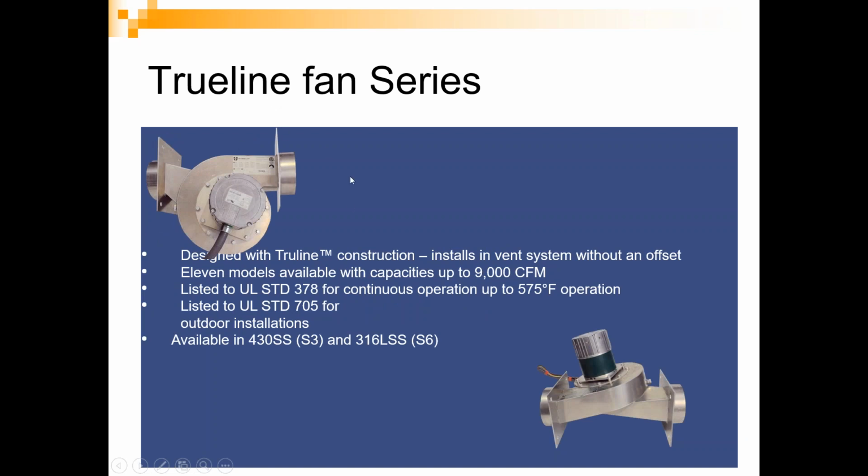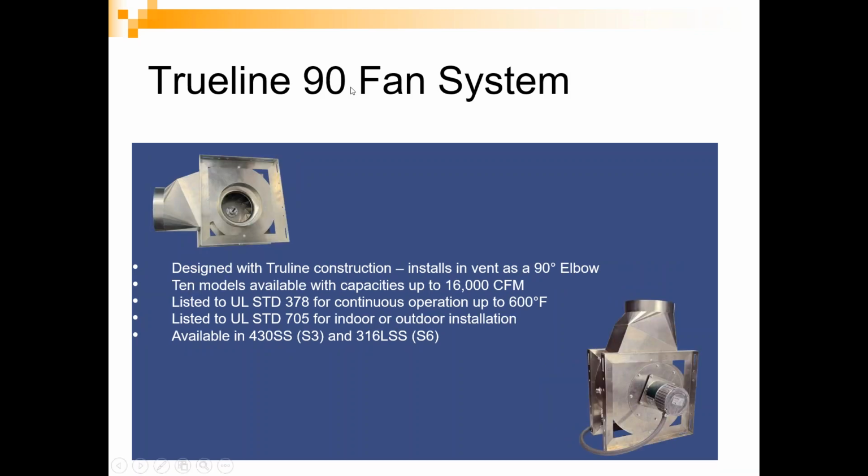They also make a Trueline fan system designed to be installed in vents without an offset. It's kind of a unique product. They have 11 models here with capacities up to 9,000 CFM. Again, continuous operation on these is up to 575 degrees. And it's available in 430 or 316, depending on whether we're doing condensing or non-condensing applications. And we also have the Trueline 90-degree, which is basically a mechanical draft system that allows you to do a 90-degree elbow. The fan basically goes in place of a 90-degree elbow in the stack.